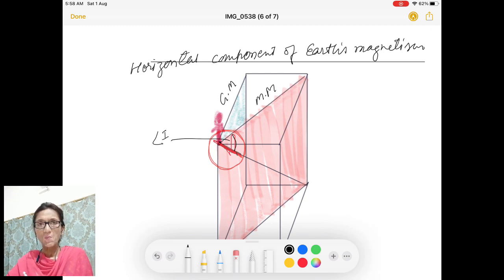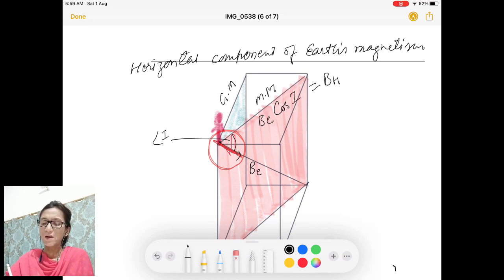The magnetic compass needle at this point is pointing towards Earth's magnetic field BE, because a compass needle always points towards the magnetic field. So this is the direction of Earth's magnetic field. Now it will have two components. The horizontal component will be BE cos of the angle of inclination. This is your horizontal component of Earth's magnetism.